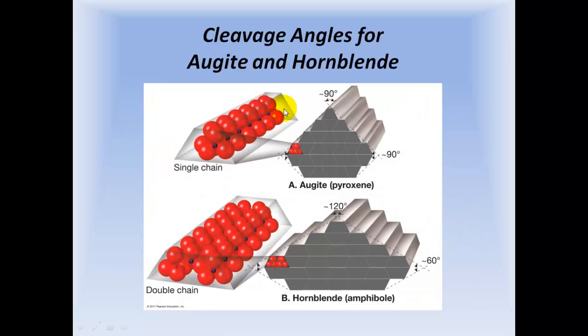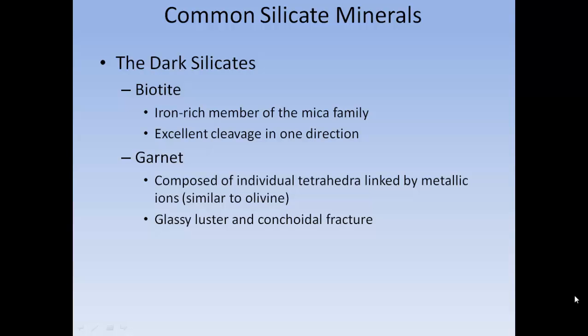Remember, the augite pyroxene group is that single chain. So those chains stack together closer, so you're able to get that 90 degree cleavage. The double chain is a wider form, so you end up having cleavage angles of 120, and of course, because angles have to complement each other, you have 120 and 60 degree angles in your hornblendes.